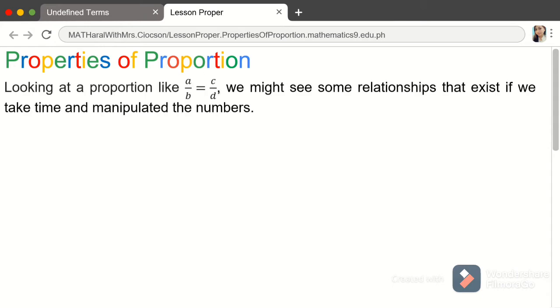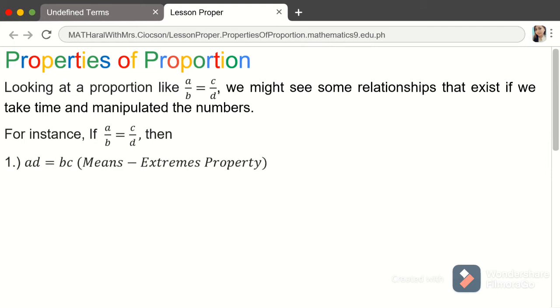Let's move on with the properties of proportion. Looking at a proportion like A over B is equal to C over D, we might see some relationships that exist if we take time and manipulate the numbers. For instance, if A over B is equal to C over D, then A times D is equal to B times C, which is the means-extremes property.